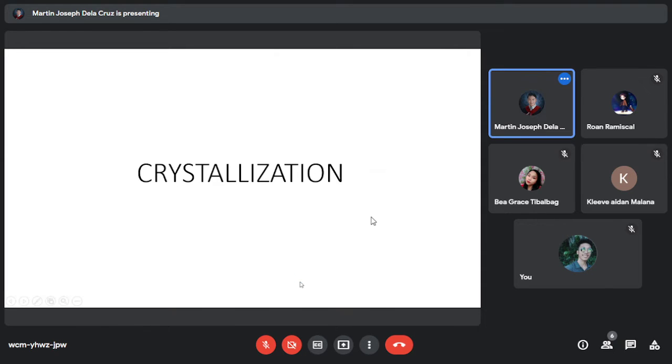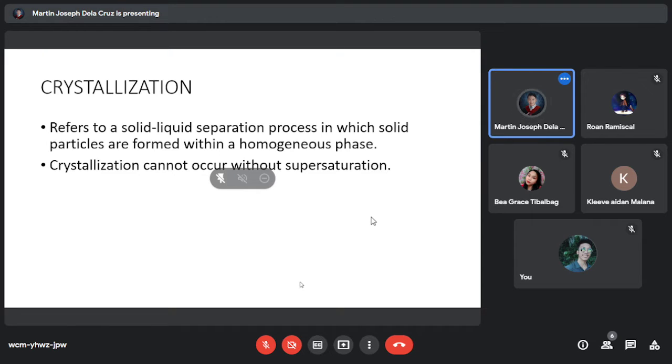Okay, so let's start with our first topic in finals, which is crystallization. Last time we had evaporation, and this time we have crystallization. So what is crystallization? Crystallization refers to a solid-liquid separation process in which solid particles are formed within a homogeneous phase. Meaning to say, we have solid-liquid separation because in crystallization we have your mother liquor, which is a liquid phase, and then your crystals, which is our product, which is our solid phase.